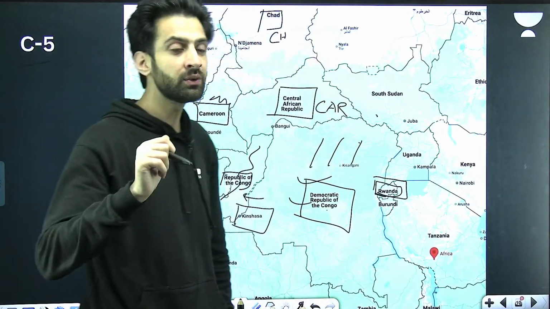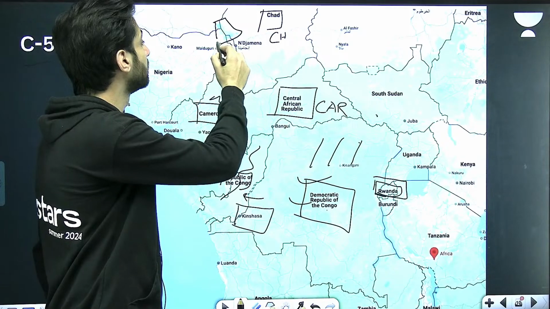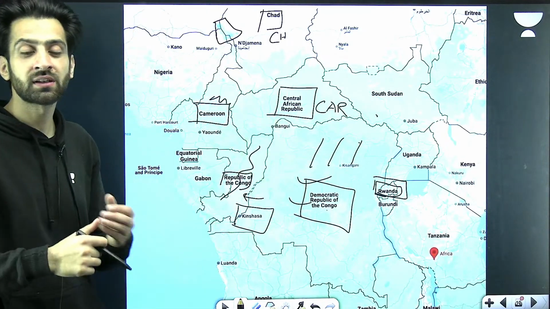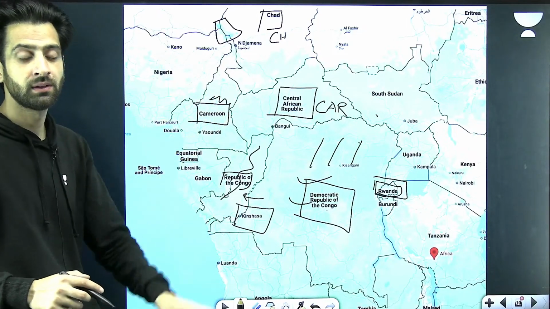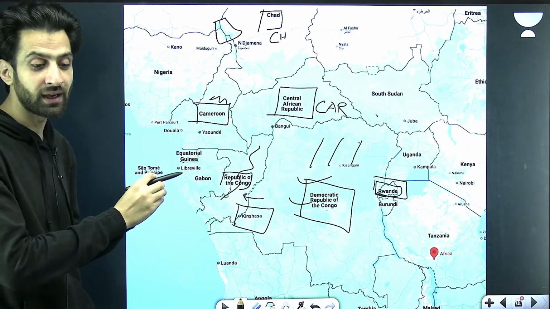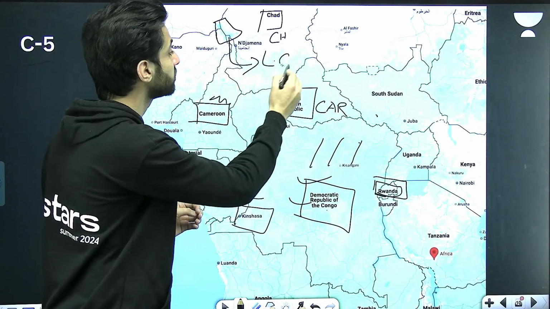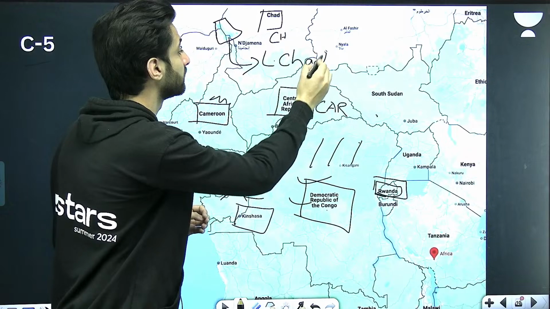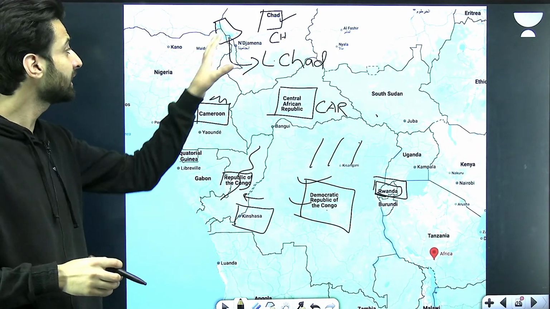There is a very important thing that you need to know here. You will find a lake in this place, which has been in news as far as the environment is concerned, because the lake is drying up. The name of the lake is Lake Chad, because of the country Chad. The lake has been drying up.